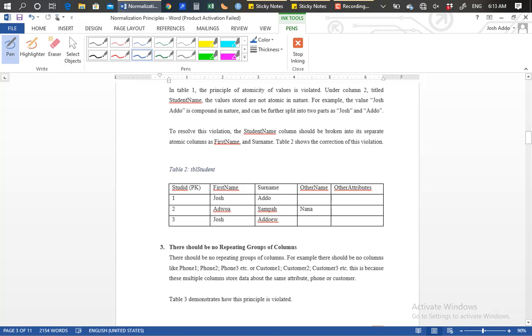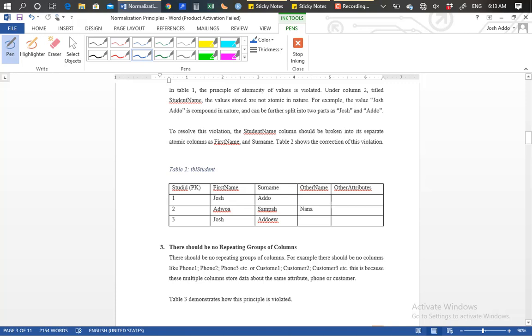So instead of a student name stored as Josh Ado under one column, we now have Josh under first name column, Ado under surname column. If you look at the second record, we have Ajua stored under the first name column, Sampa stored under the second name column, and Nana stored under the other name column. This means the values under each of the column is atomic. It is in its basic form that we cannot divide again. It is not compound.